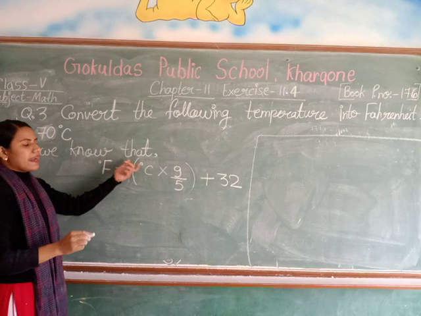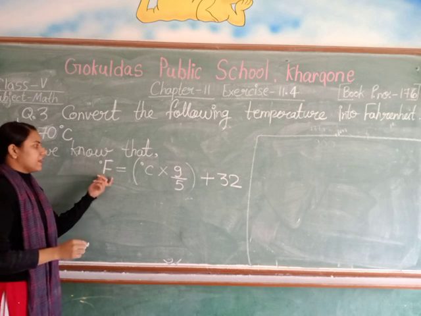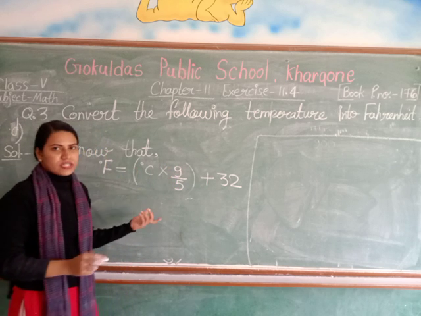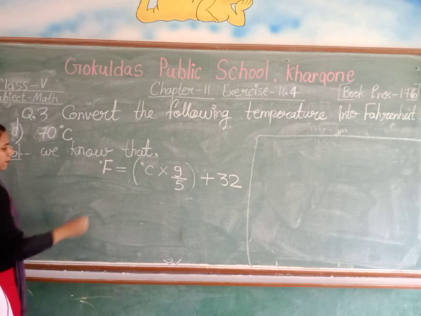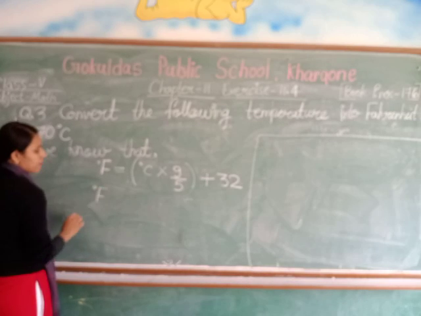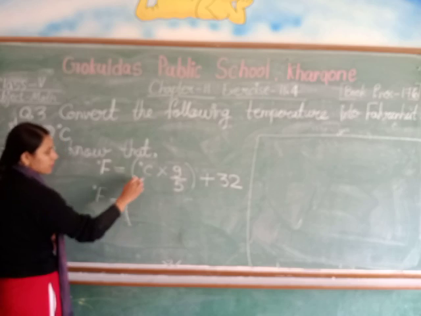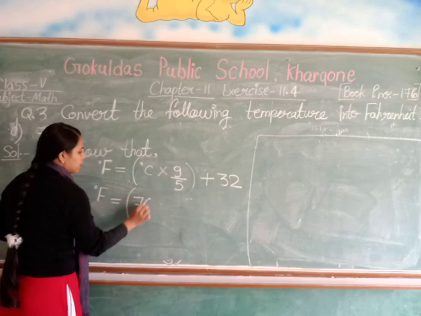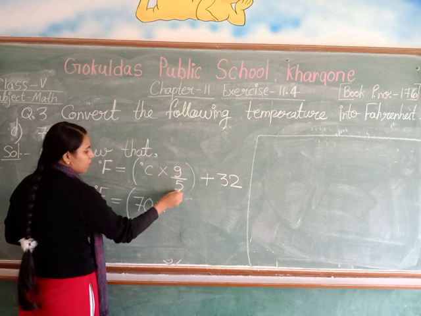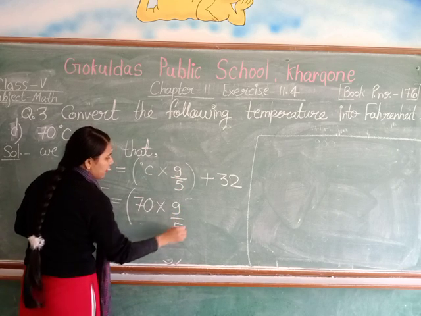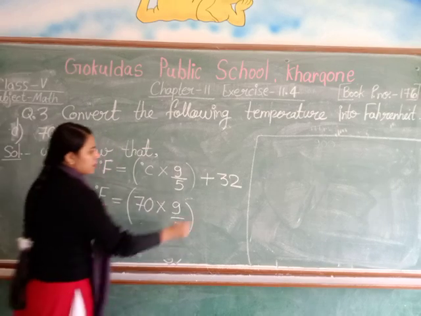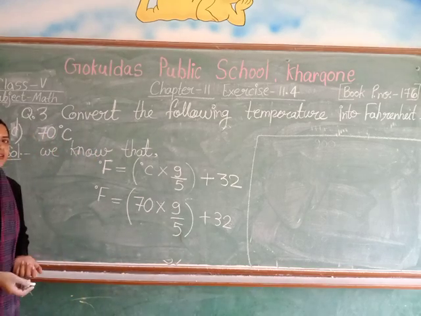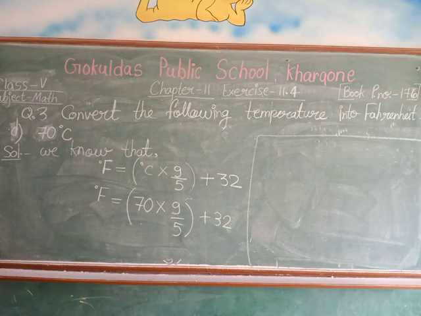Okay. We know this formula. Fahrenheit is equal to centigrade multiplied by 9 upon 5 plus 32. Now put the values in the formula. Degree F is equal to bracket open. What is the value of degree C given? 70. So write 70 multiply 9 upon 5, bracket close, plus 32. We have put all the values in the formula.